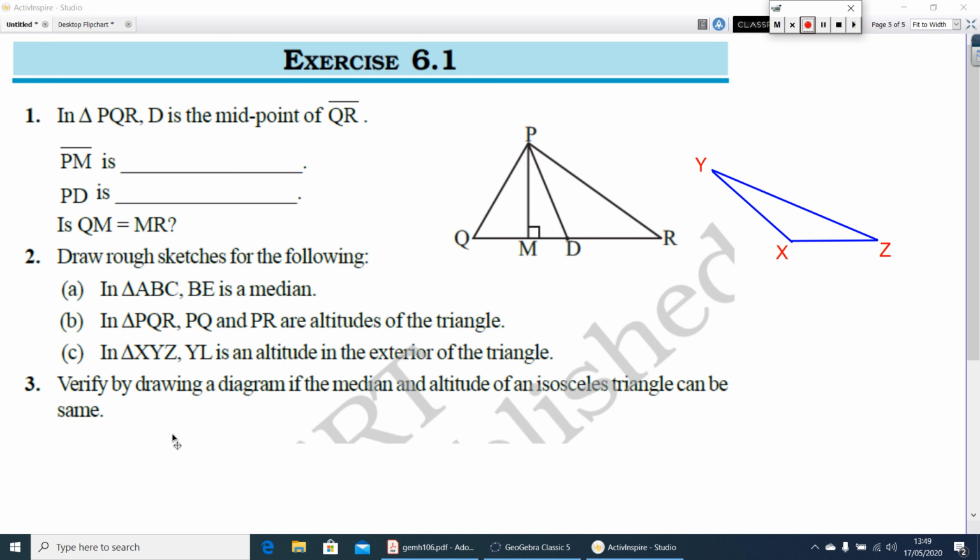Now the third question is: verify by drawing a diagram if the median and altitude of an isosceles triangle can be the same. Draw an isosceles triangle, which means two sides are equal. Draw its altitude and draw its median and check whether they can be same or not.